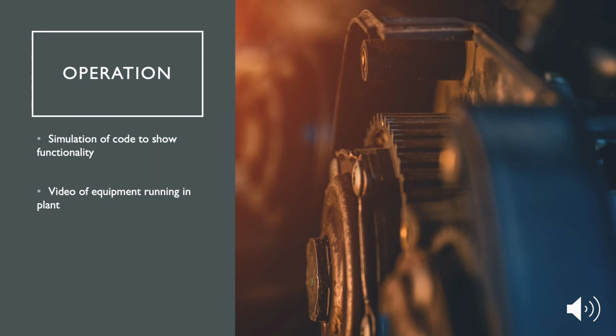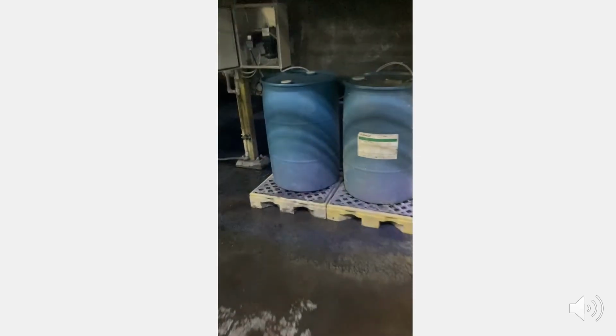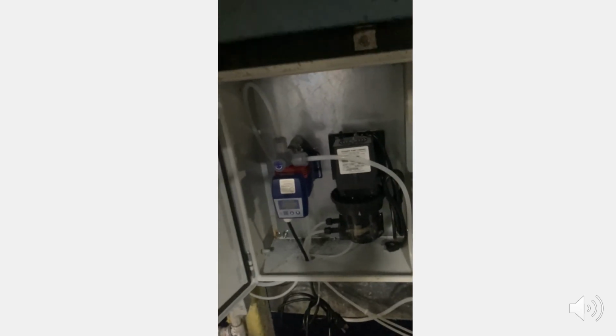So now I'll move on to the operation of the actual project. I'll show a simulation of the code to show its functionality, and then show a video of the equipment in the plant, so hopefully you can better see the process. So here we can see the conductivity sensor measuring water height, and then it sends data to that transmitter, and then over on the far wall are two chemical barrels. That's the chlorine and the fluorine inhibitor. And those are getting pumps there, and then the system.